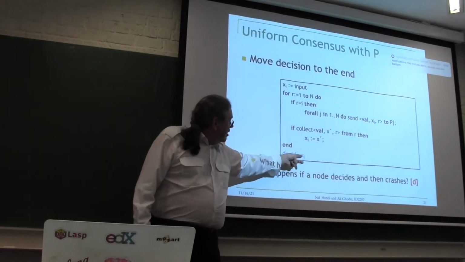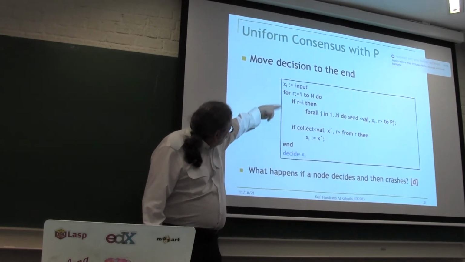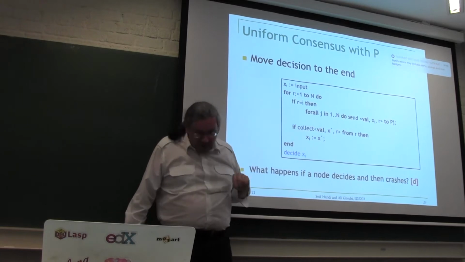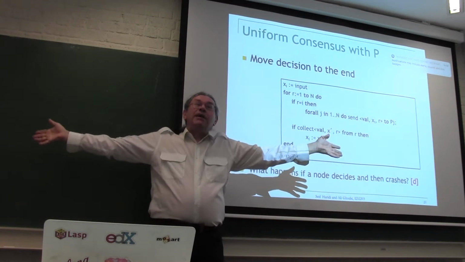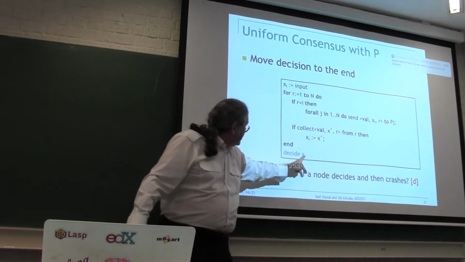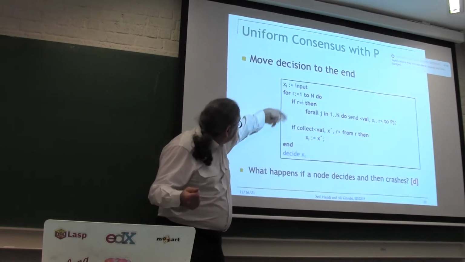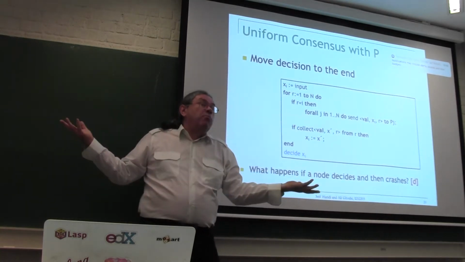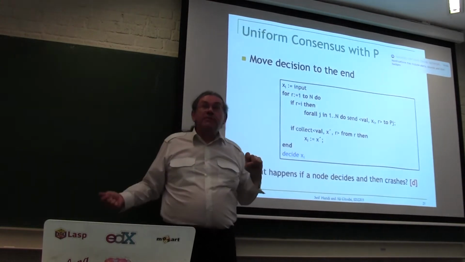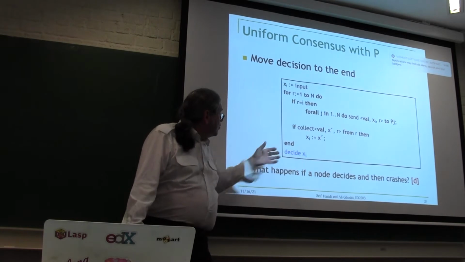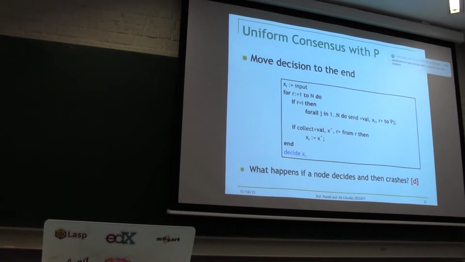When you decide, you've already finished everything, and somewhere in the previous rounds, there must have been one correct node, so it already broadcast the same value. That means this value is going to be the same for all the others. At least one of these previous ones has to be correct. So this is uniform, okay? We're good now.